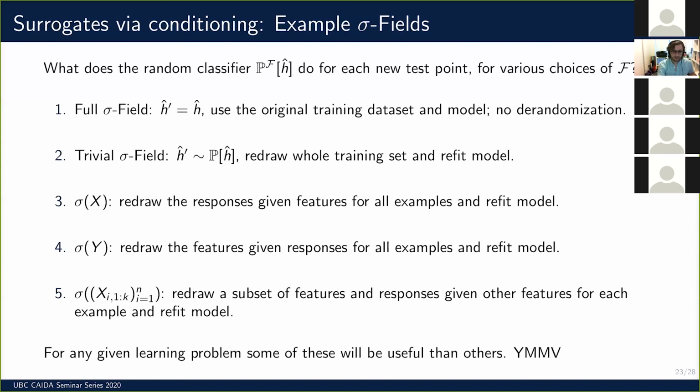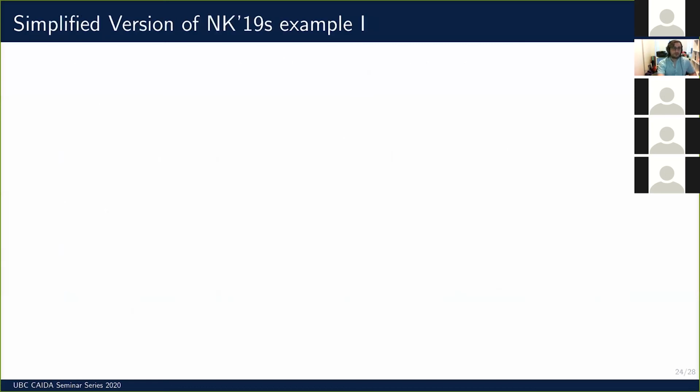So for any given learning problem, some of these will be more useful than others, and obviously your mileage will vary. Maybe three is useful, four or something akin to three is useful for the linear regression problem, and something akin to five is useful in the example we'll see coming up. So the example that we're going to consider is inspired by the concentric spheres of Nagarajan and Kolter, and I'm going to use the pictures based on that example, even though it's not exactly the example that's in our paper.